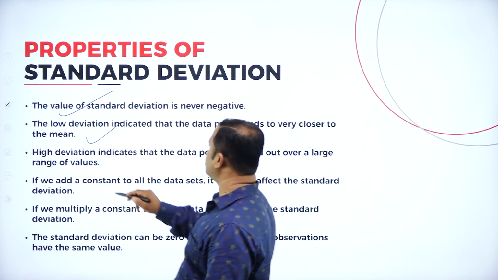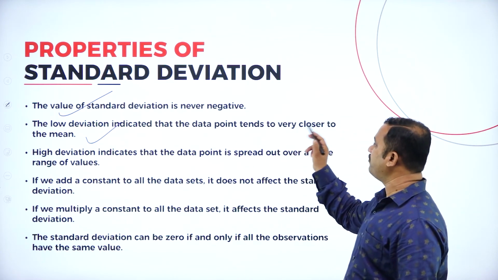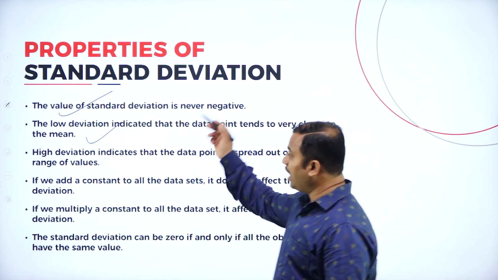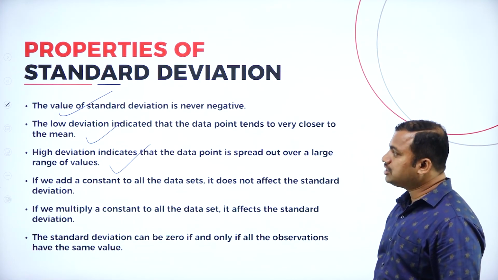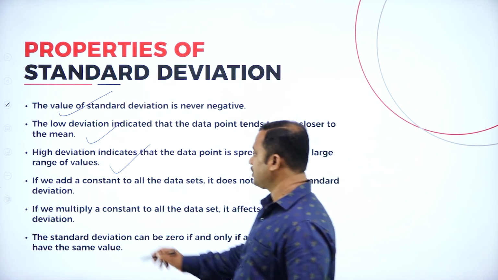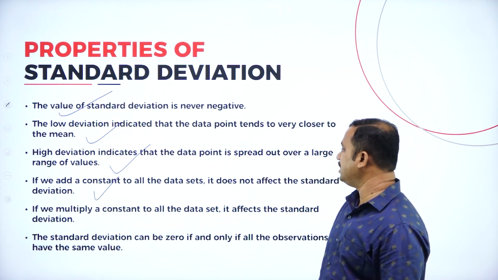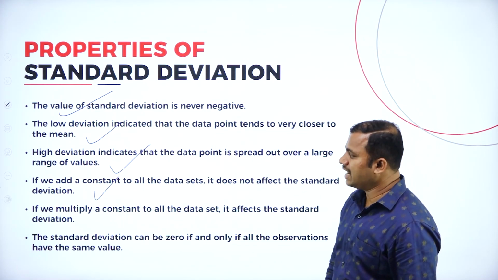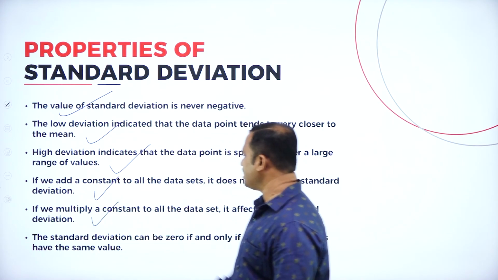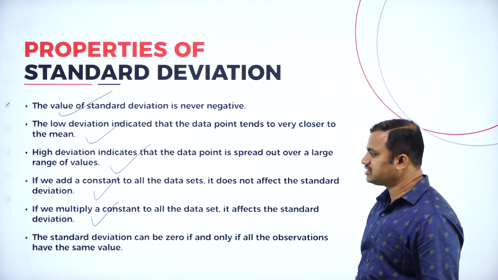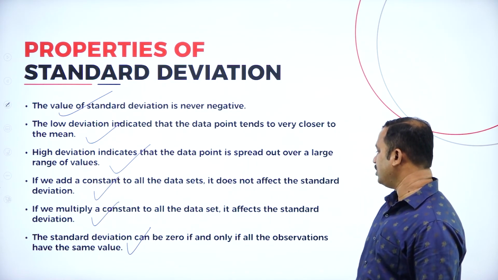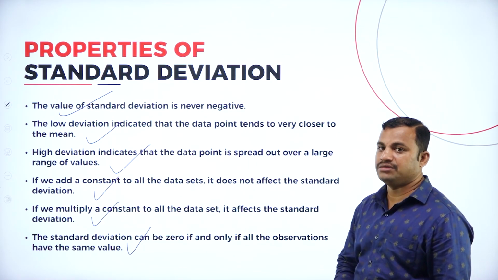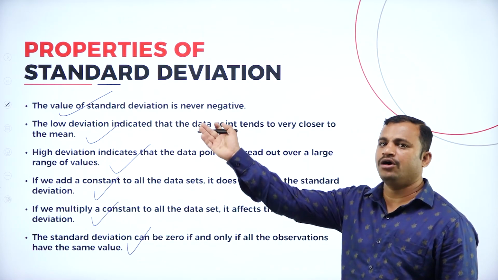A low deviation indicates that the data points tend to be very close to the mean. A high deviation indicates that the data points are spread over a large range of values. If we add a constant to all the data, it does not affect the standard deviation. If we multiply all the data by a constant, it affects the standard deviation. The standard deviation can be 0 if and only if the observations all have the same value. That is, it is a replica of the same thing.